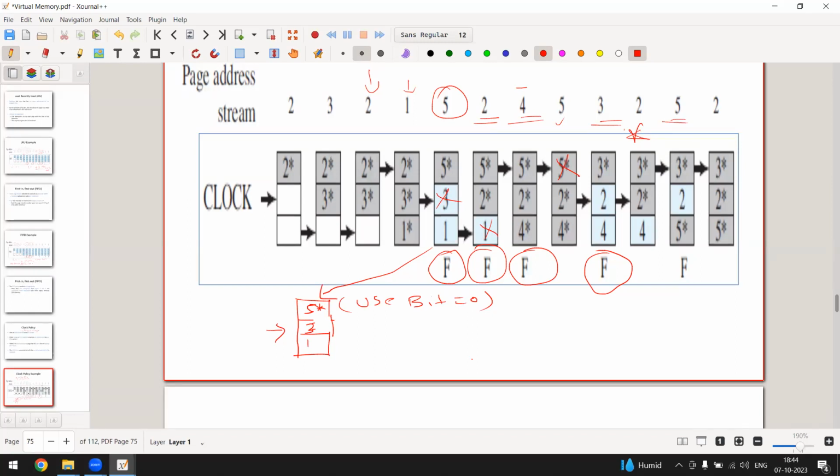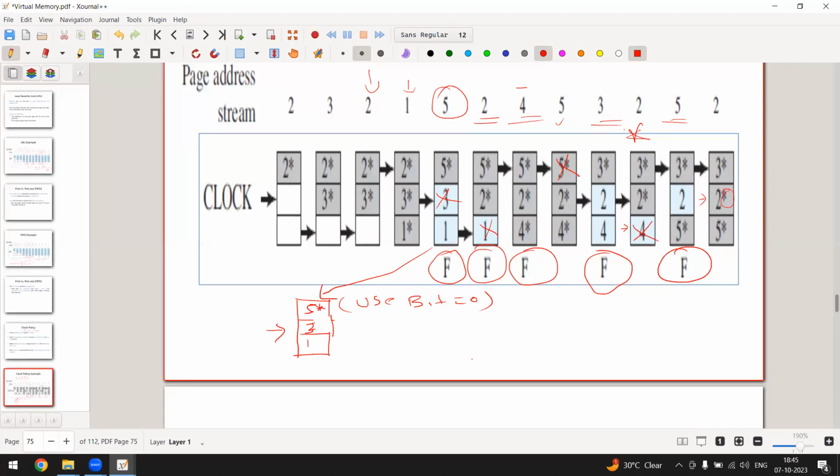Next is 5. So again 5 is not here. So I will again make one circle. 5's use bit will be 0. Okay. So I have to insert 5. So I will come to 4. Can I replace 4? Yes, because 4's use bit is 0. So I will set 5 here. And next is 2. So again 2's use bit is set to 1.